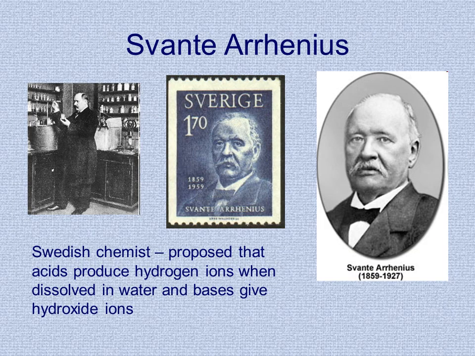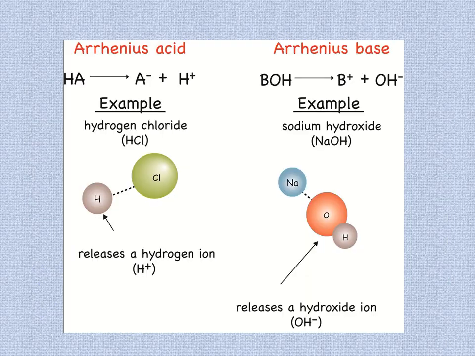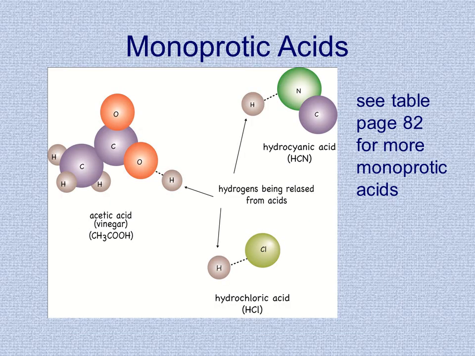Svante Arrhenius was a Swedish chemist who proposed that acids produce hydrogen ions when dissolved in water and bases give hydroxide ions. So an Arrhenius acid, if you dissolve it in water, will form an anion of some sort and a proton, or a hydrogen ion. An Arrhenius base has an OH group, or a hydroxide, and when dissolved in water will form a cation of some sort and the hydroxide.